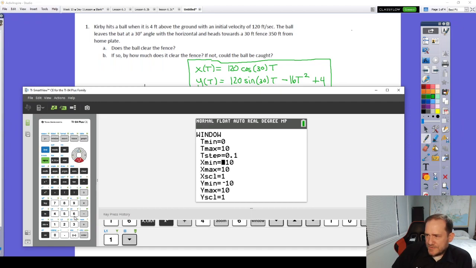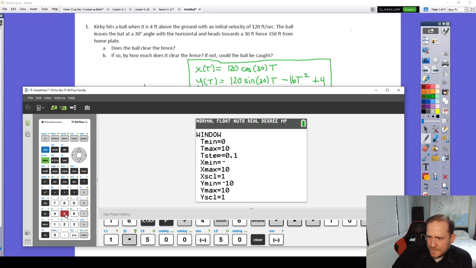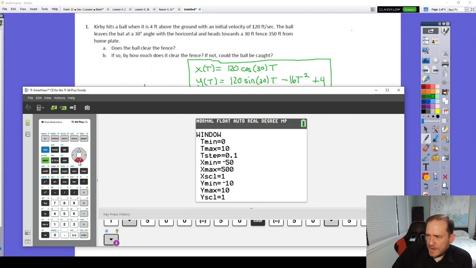In the x direction, the wall is 350 feet away, so we know we've got to go at least that far. I'm going to go out to 500. That's supposed to be my min. My bad. So I'm going to go negative 50 to 500 because I've decided I do want to see the y-axis a little more clearly. Then the y min, I think I want to go down to negative 20, up to a maximum height of 100. Is that high enough? I'm not sure. Let's hit graph and see what we see.